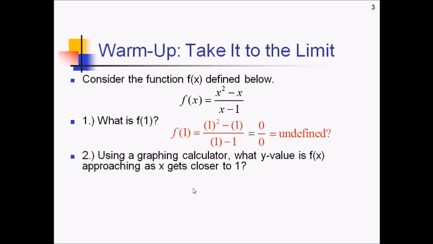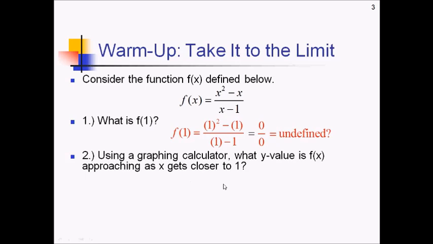Let's now figure out what value this function is approaching as we get closer to 1. We have to do this because we don't know what the value at 1 is. It's this weird 0 over 0. So let's see if we can at least figure out where we're heading.